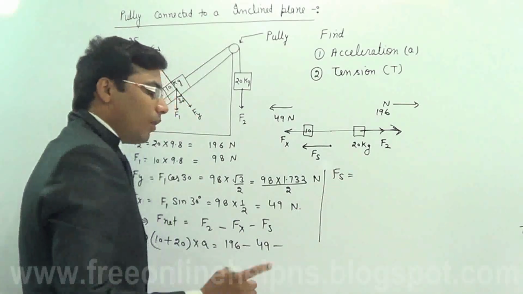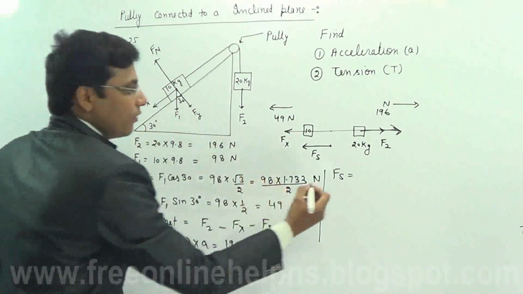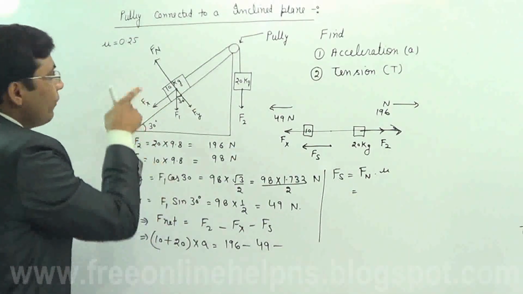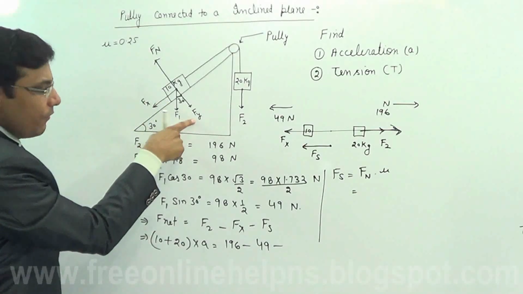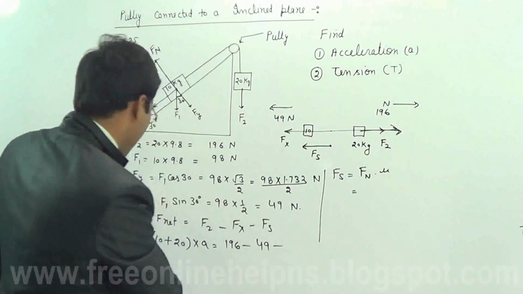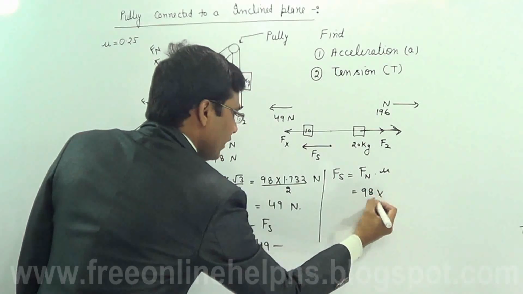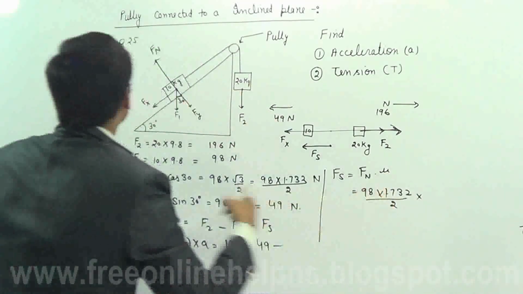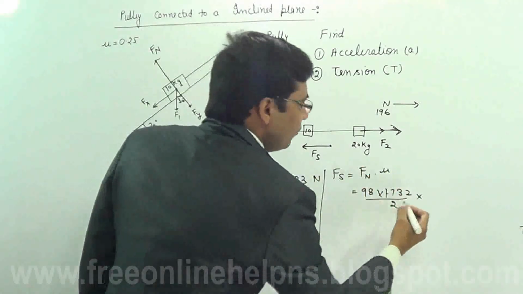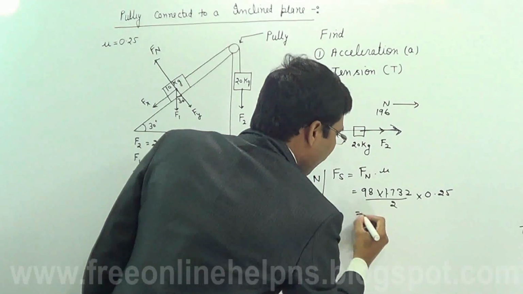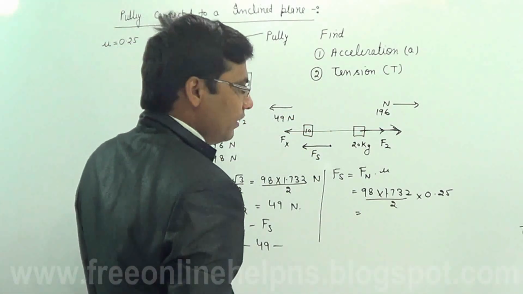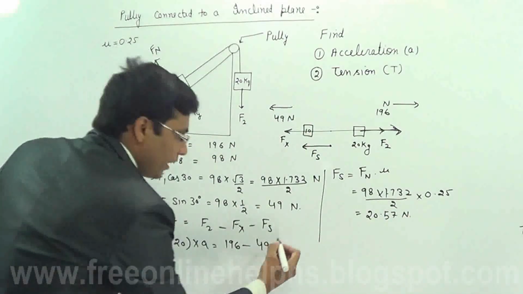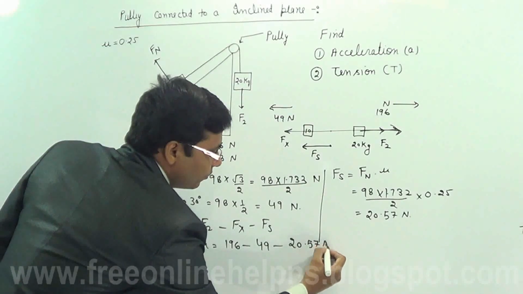The formula for Fs is always Fn times mu. What is the value of Fn? Fn will be the same as Fy, and we have calculated Fy is equal to 98 times 1.732 divided by 2, times mu. Mu is given as 0.25, so plug in the value 0.25. After calculation we get 20.57 Newton.